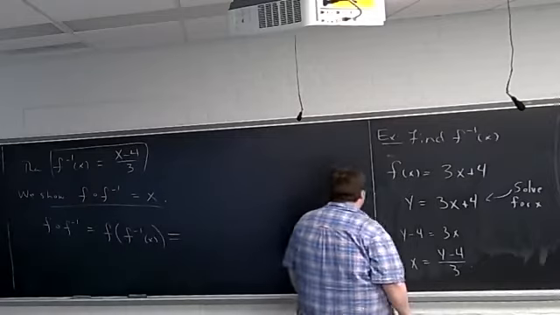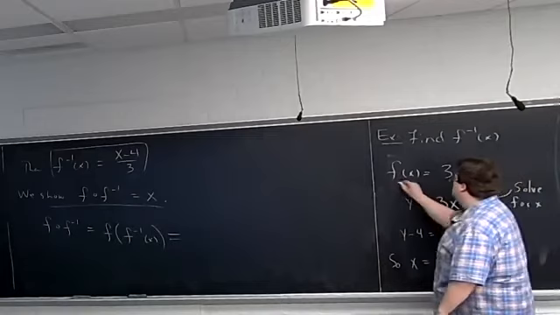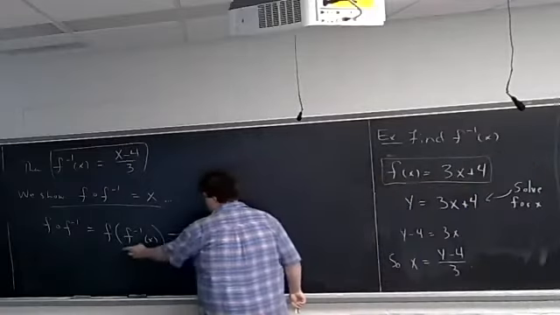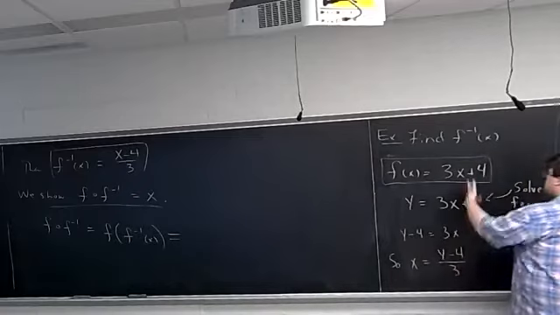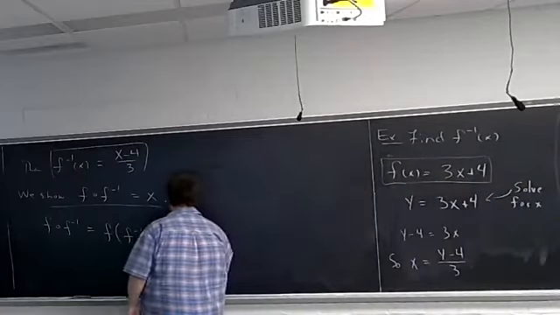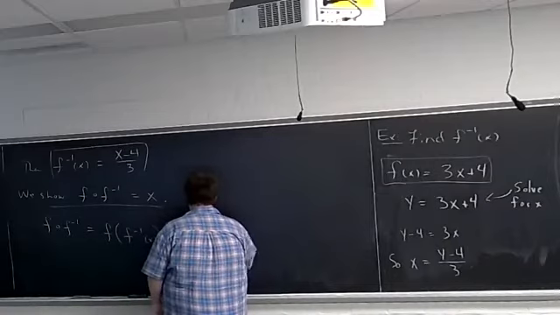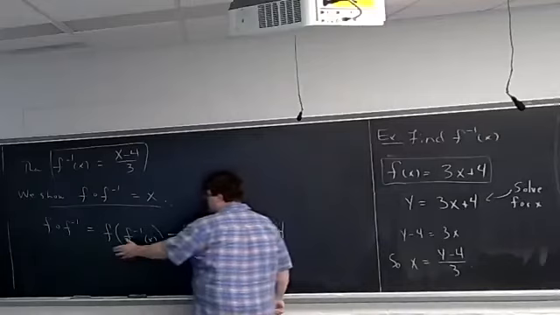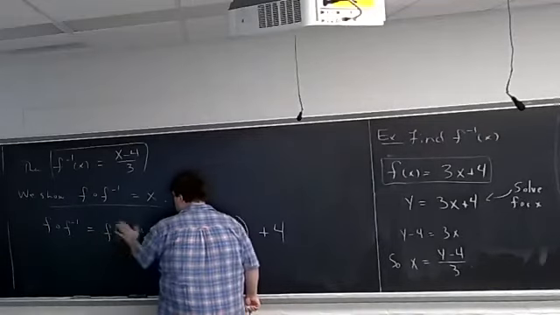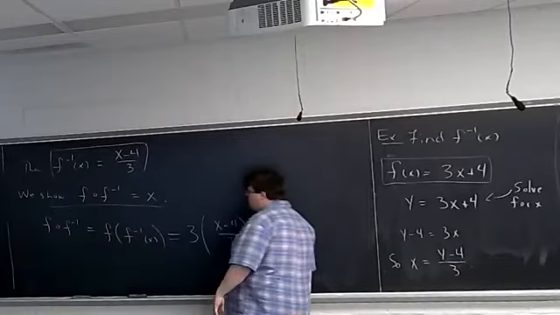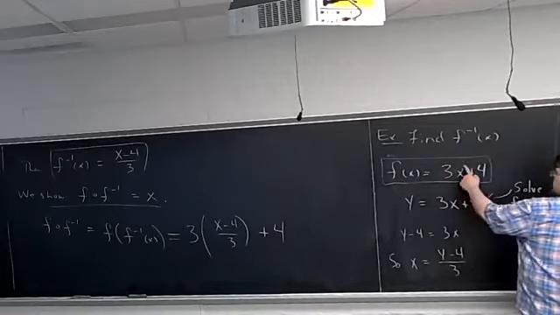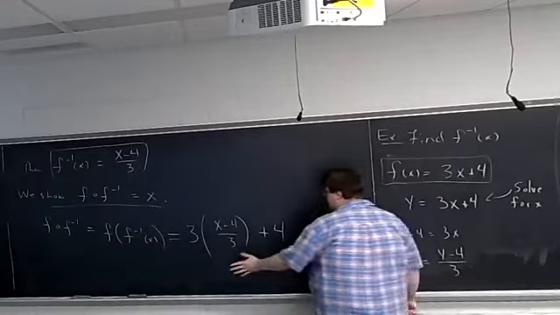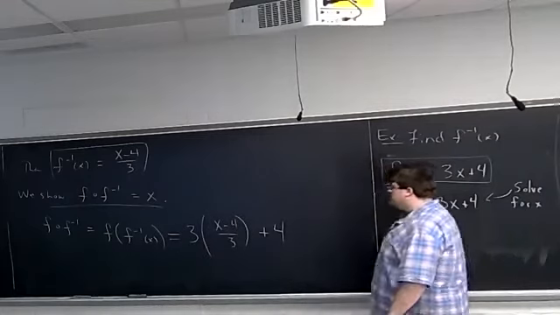What is f evaluated at f inverse? We're going to take our original function f, which is here, and replace all x's with f inverse of x. F of x is 3x plus 4. So we have 3 f inverse of x plus 4. Here, f evaluated at f inverse of x, take all x's and replace them with f inverse of x. In this function, there's this one x. We'll replace that with f inverse of x. Any questions about finding this equation?